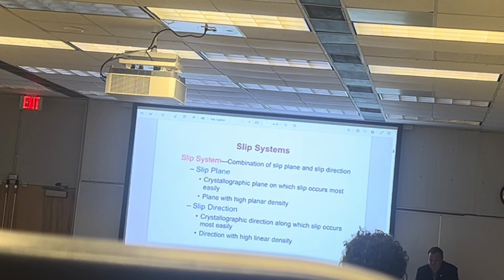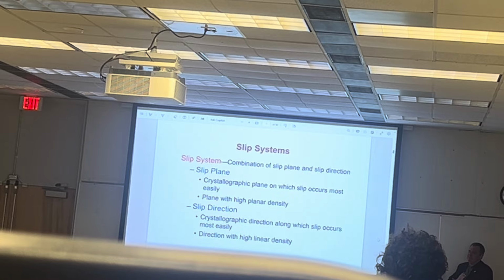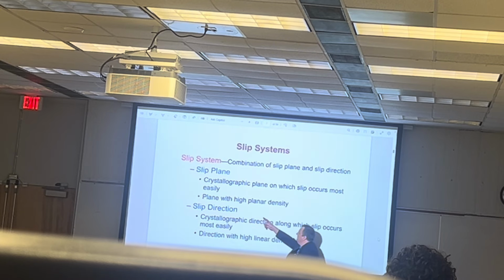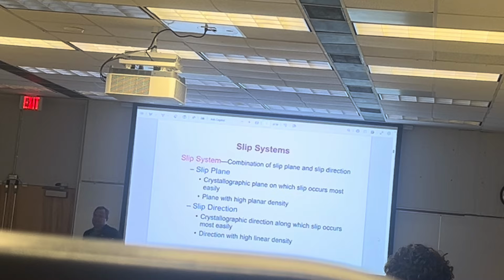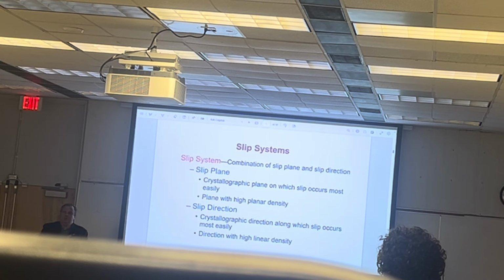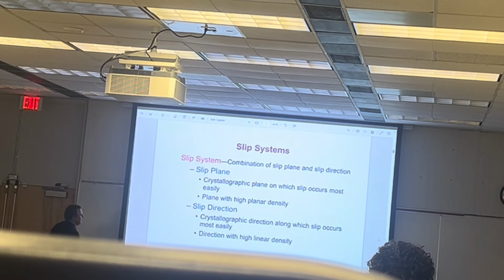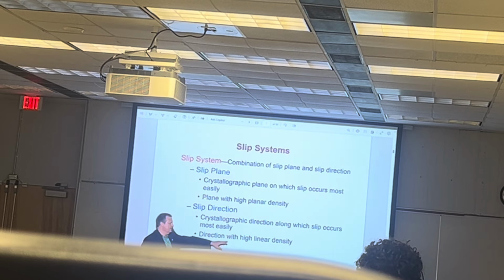Okay, let's define a slip system. A slip system is a combination of a plane, actually half a plane of atoms, and a slip direction. A slip plane is a crystallographic plane on which slip occurs most easily, with the highest planar densities. Remember we calculated the planar density? This is the reason why. We calculated the planar density to know which are those planes where the dislocations can move. And the slip direction is the crystallographic direction along which the slip occurs most easily. And those are the directions with high linear density.